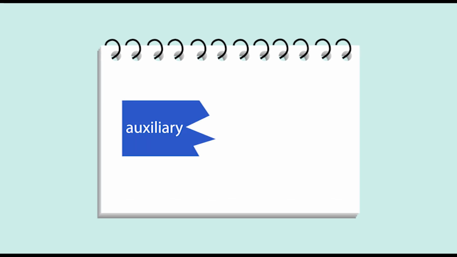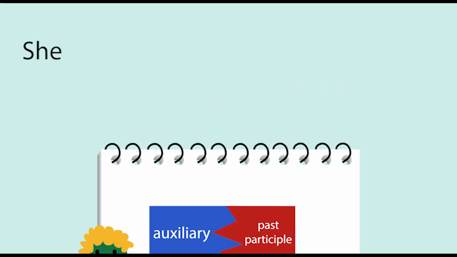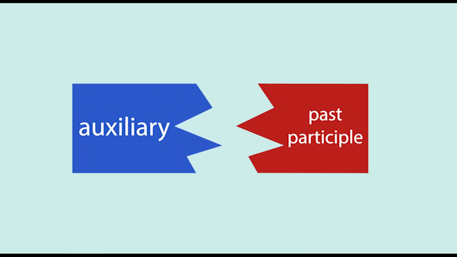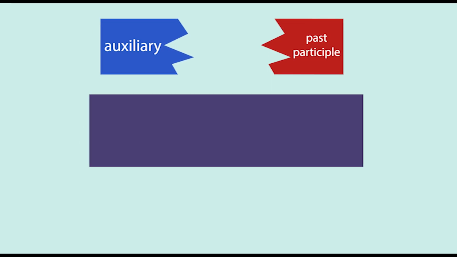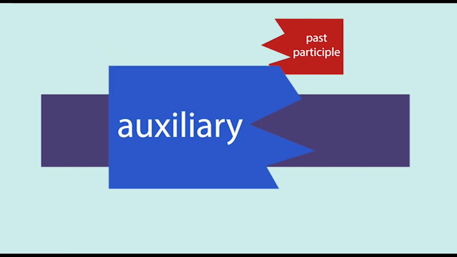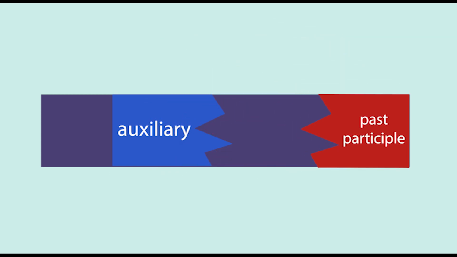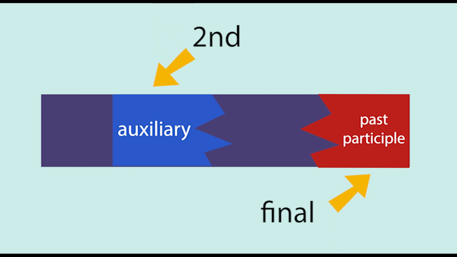Secondly, the position of the verbs. Note that in English, the auxiliary and the main verb stick together. She has worked, you have grown. In Dutch, the auxiliary and the main verb have fixed positions in the sentence. The auxiliary verb will be in second position and the past participle takes final position. Second and final are the classic positions for the Dutch verb. Check our video on word order if you want to know more.